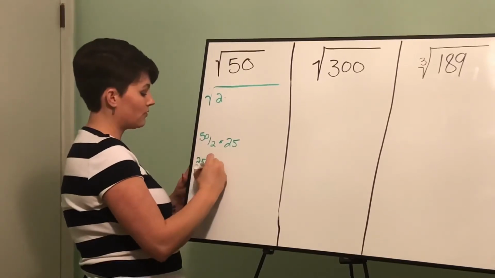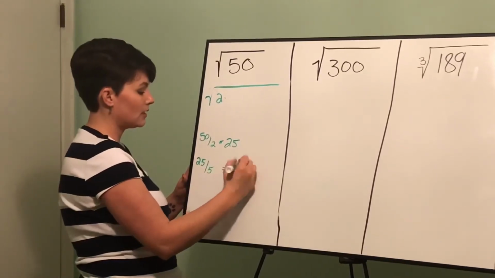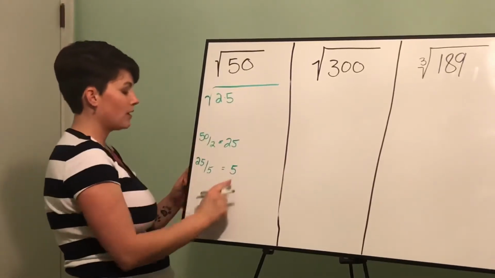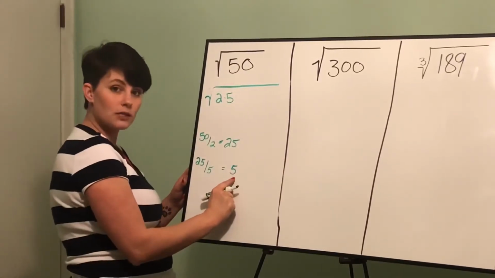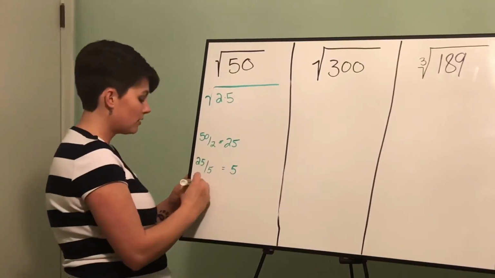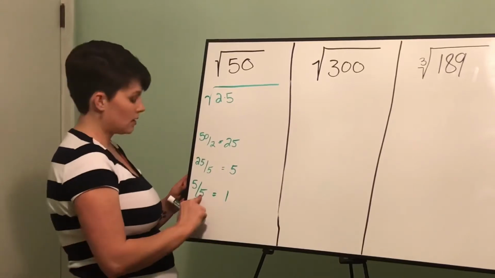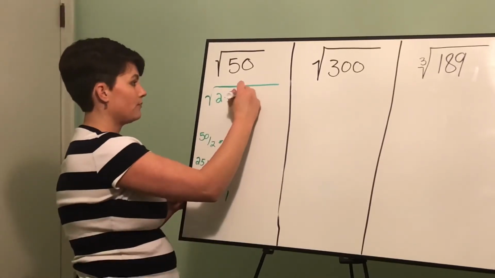So 25 divided by 5 gives me 5. So I'm going to show that I divided out a 5. Still got to keep dividing all the way until 1. So let me divide a 5. And the only thing you can divide that by is itself. So that gets me 1. And I'm going to write down that I divided out a 5.